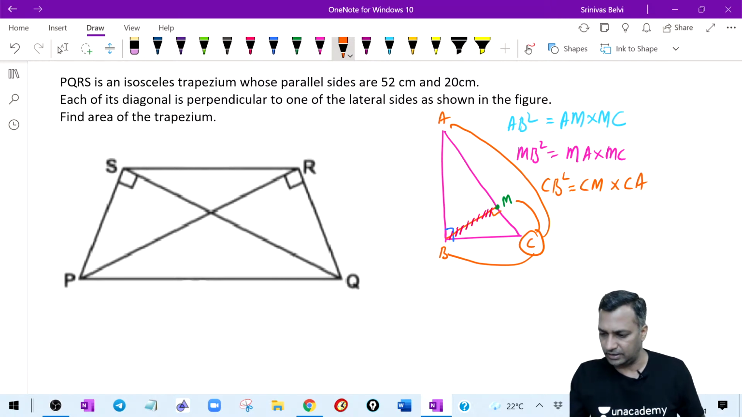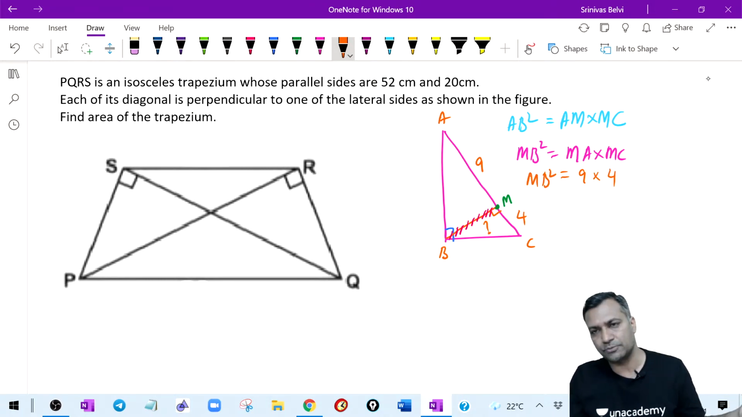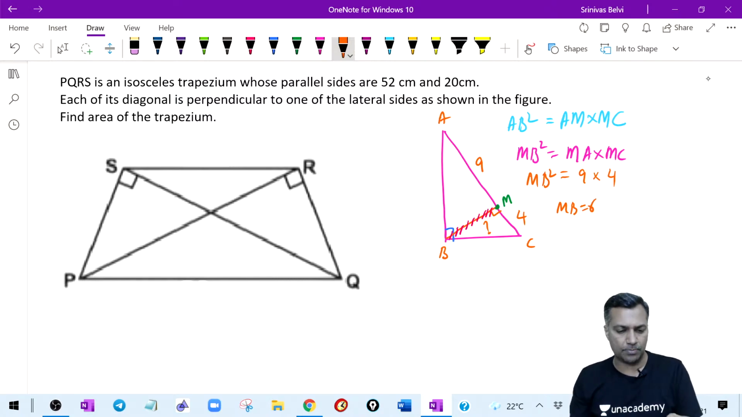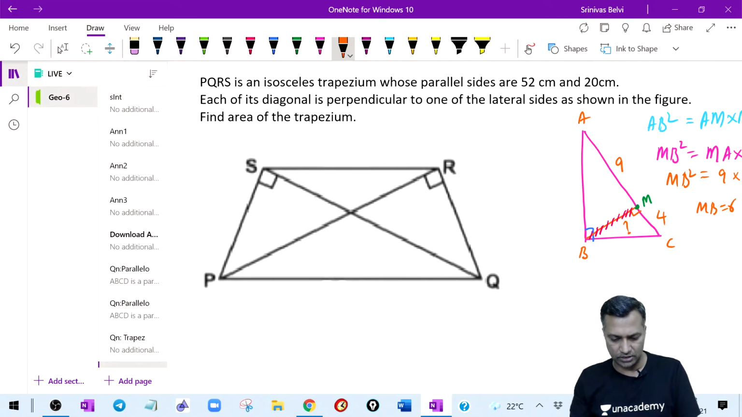I told you to remember this. In the question I asked, this is 9 units, this is 4 units, you would have just plugged in. MA is 9 units, MC is 4 units, which is MB square or BM square, both are the same. Therefore MB is equal to 6. Why did I ask you about this? Because this is one of the concepts I am going to use in this particular question.